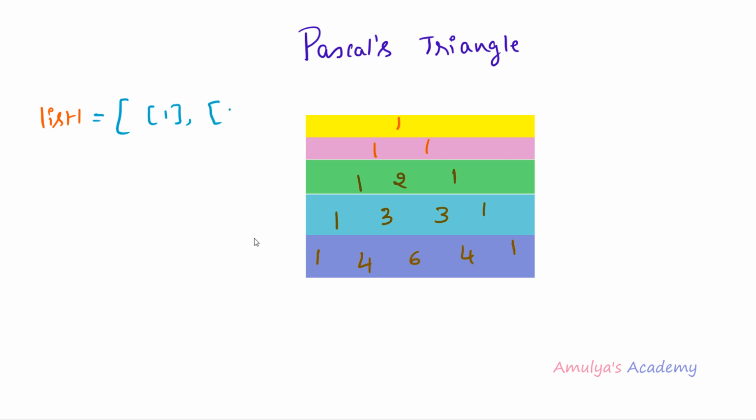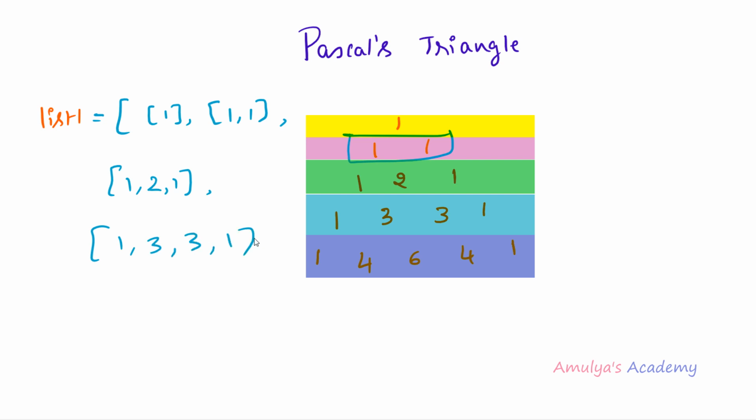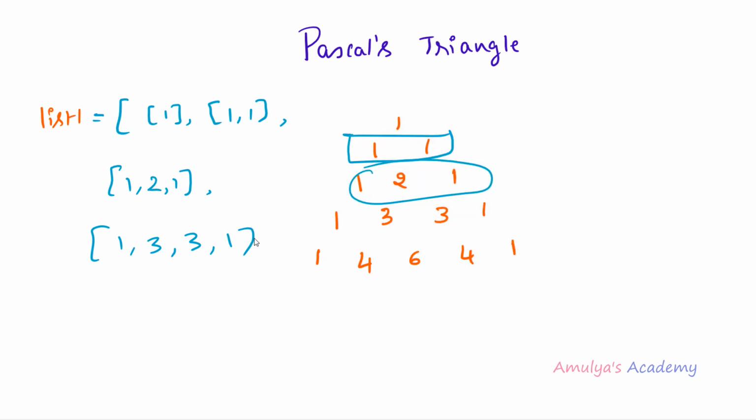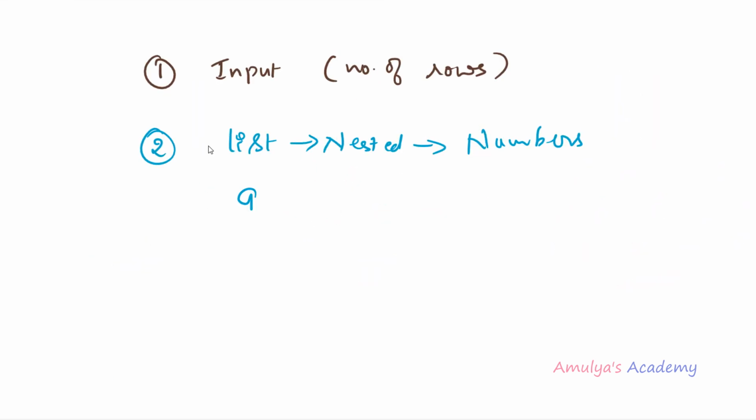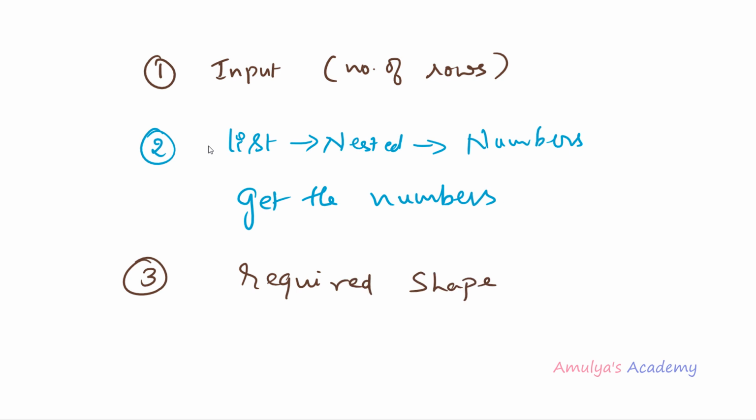First row. Next, I'll take 1 and 1 as the second value of list1. Next, I'll take comma 1, 2, 1. Next, we'll take 1, 3, 3, 1 in the list. First, we'll see how to get these numbers. Later, we can print these numbers in whichever shape you want. So the second step is to get the numbers of the Pascal triangle. And the last step is we'll print those numbers in the required shape. So we need to follow these 3 steps in our program.